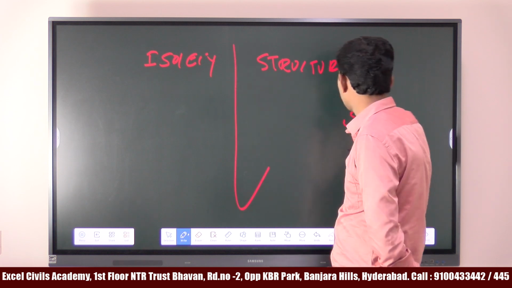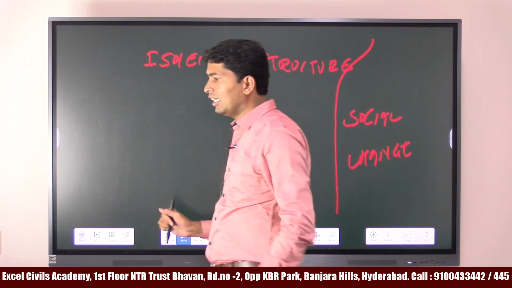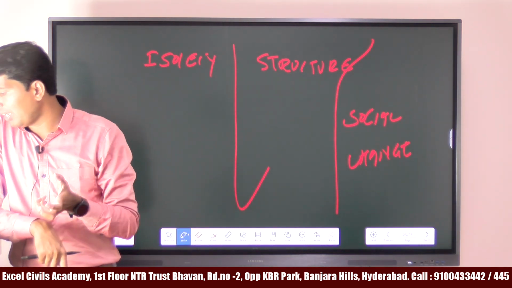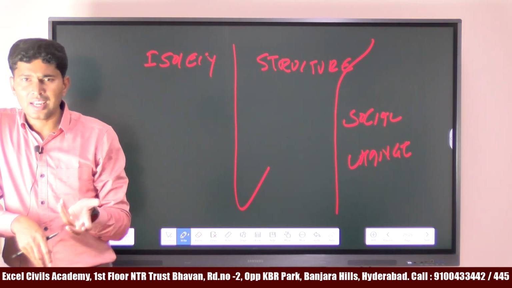So there are 3 sections in the paper, or you can say the second paper, Indian society. Perspectives are there, 3-4 thinkers are there: Ghurye, M.N. Srinivas, A.R. Desai.